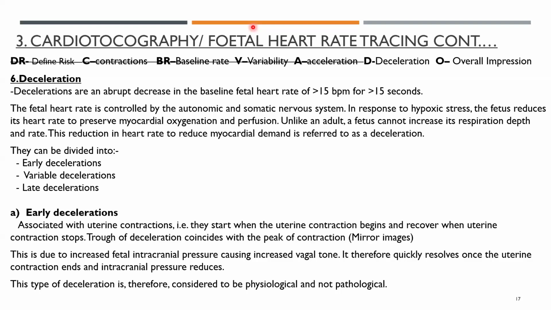Early decelerations are associated with uterine contractions, i.e. they start when the uterine contractions start and they end when the uterine contractions end. It's a misnomer to name them early because they're not early, they are coinciding. It's basically when the trough of a deceleration coincides with the peak of a contraction. So what we call mirror images of each other.